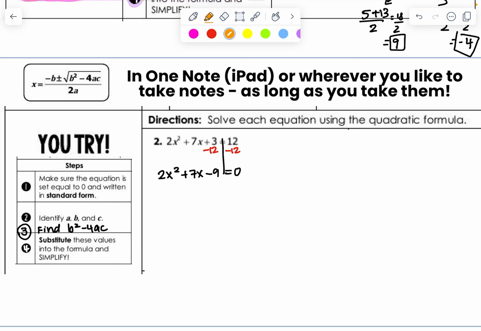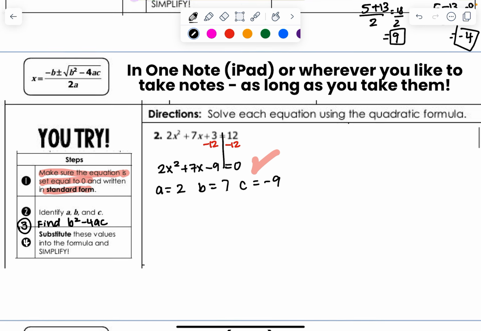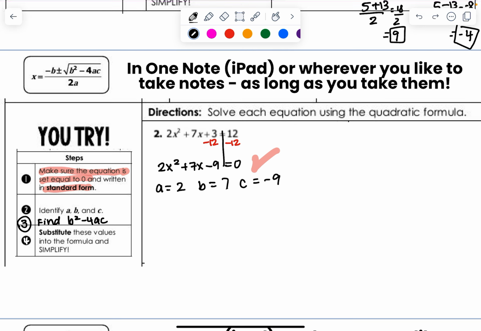Once I have done this, make sure the equation is equal to 0 and in standard form, I'm ready to move on to step 2. Figure out what a, b, and c is. A is 2, b is 7, c is negative 9. So far, so good. Step 2 is done. Check. Step 3, let's find our discriminant.